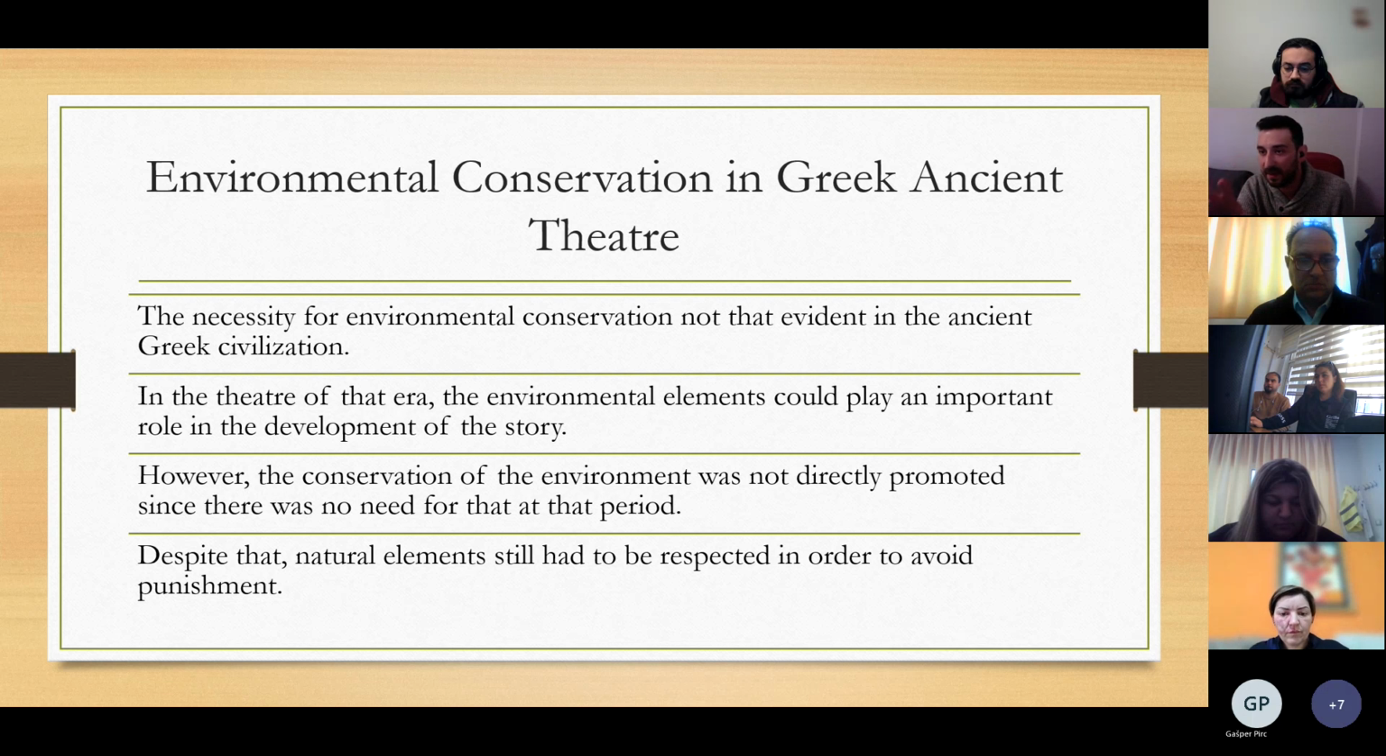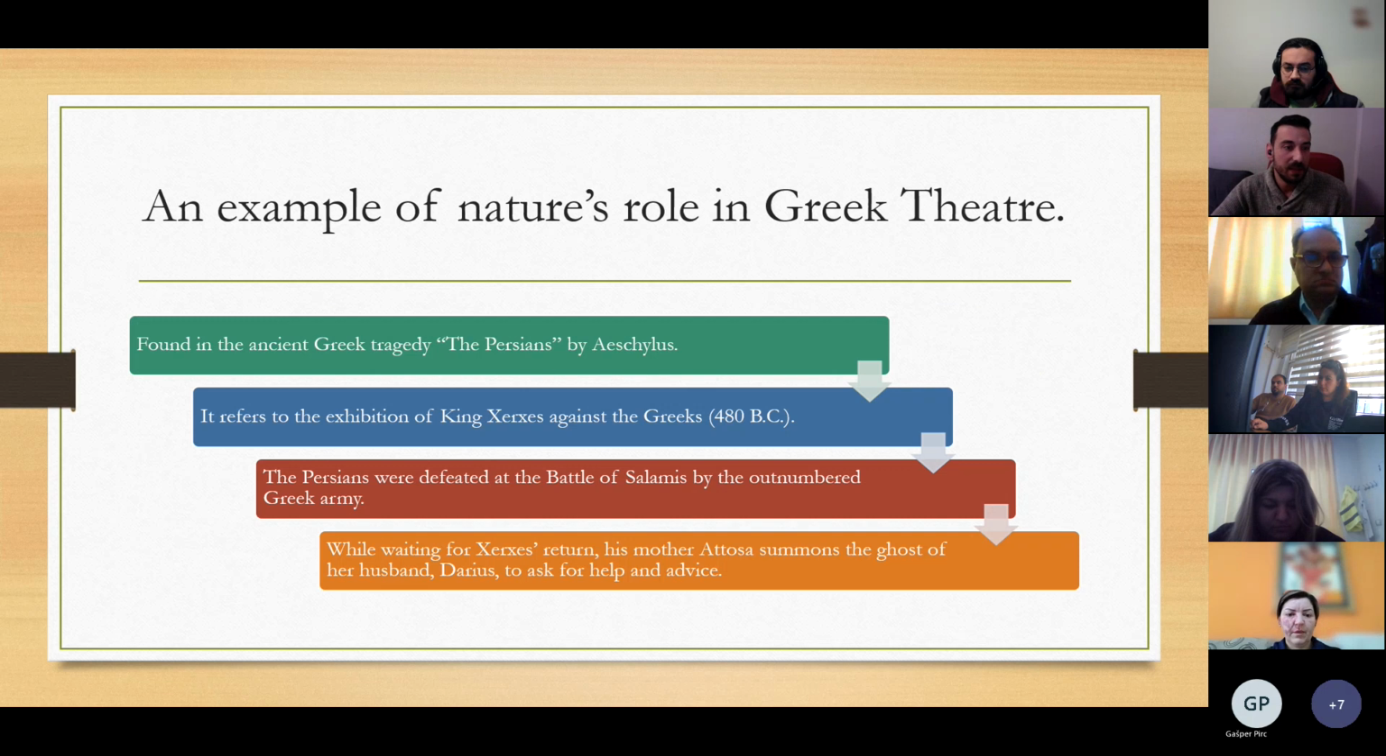Despite that, some theatrical plays still made clear that nature and natural elements had to be respected in order to avoid punishment at the end of the day. So how could disrespect towards natural elements be punished? Let's see an example of nature's role in Greek theater.